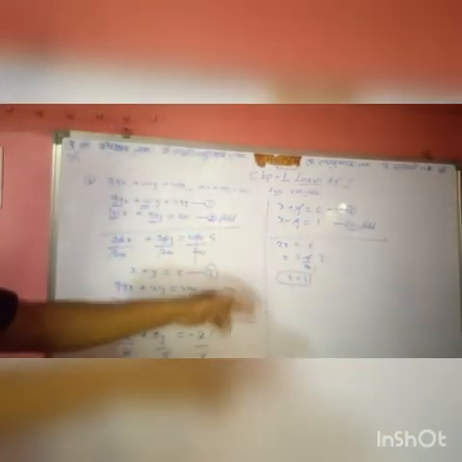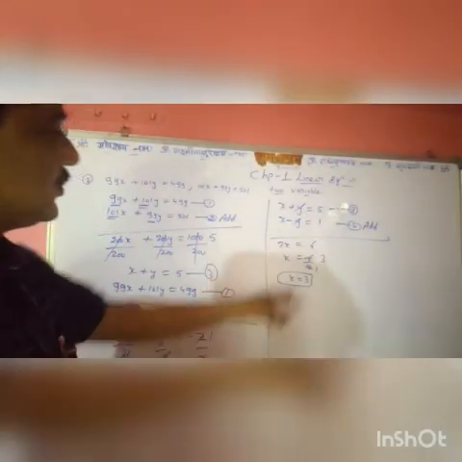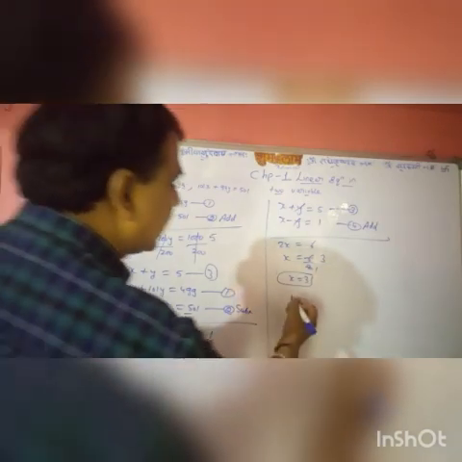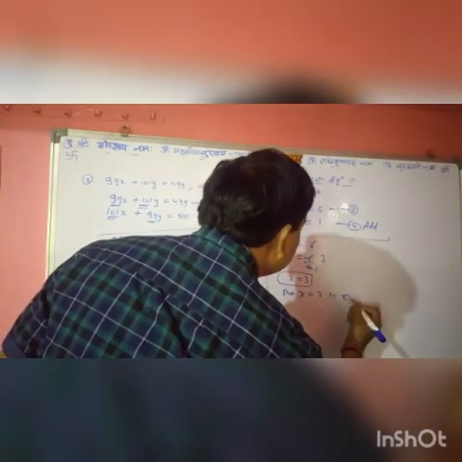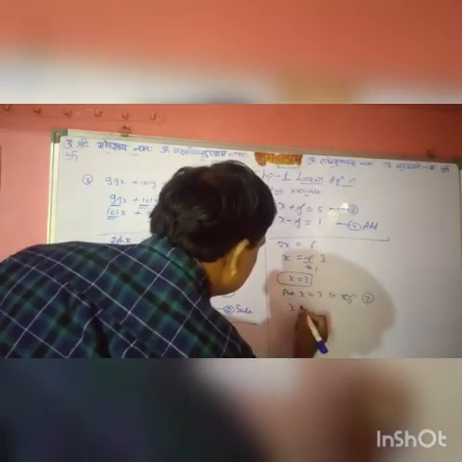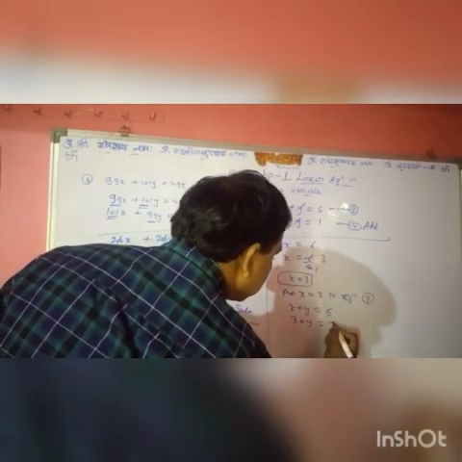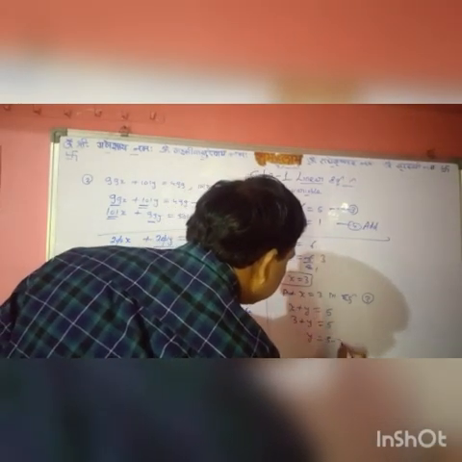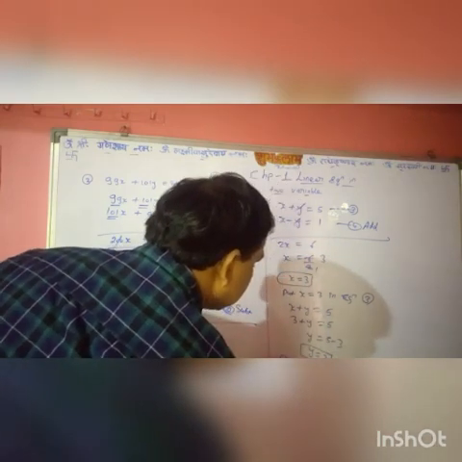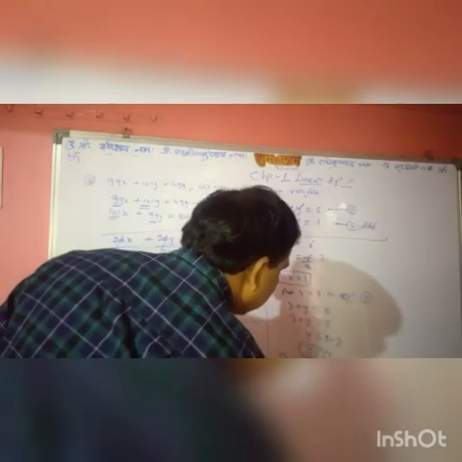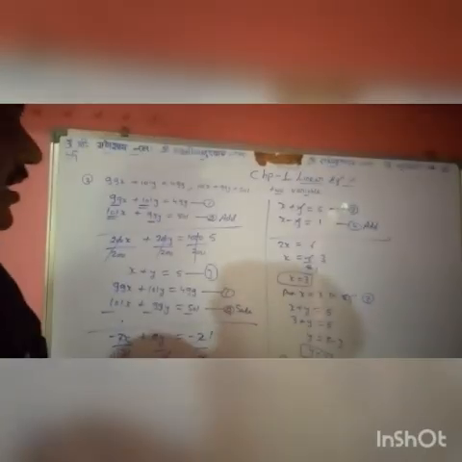Now put the value of x in any one of the equations 1, 2, 3 and 4. We will choose equation 3 because it is the easy one. Put x is equal to 3 in equation 3. x plus y is equal to 5. 3 plus y is equal to 5. y is equal to 5 minus 3. y is equal to 2. We get the answer, the solution set: x is 3 and y is 2. Already I have explained how to check the answer.